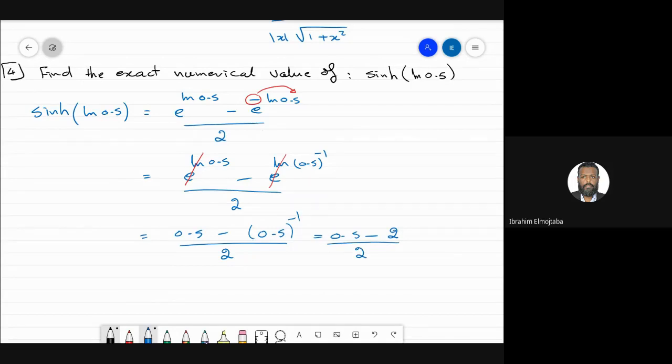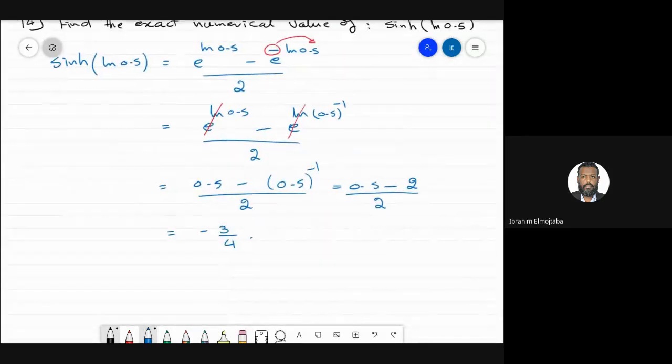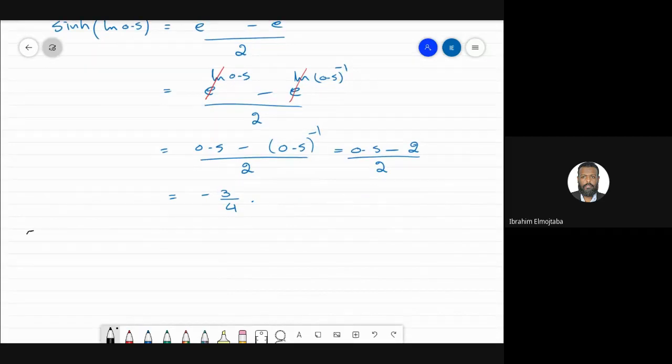لاحظ في البسط 0.5 minus 2 هو minus 3 over 2 فيكون 3 over 2 over 2 ثاني فيكون minus 3 over 4. وهذه القيمة العددية minus 3 over 4. Any question?